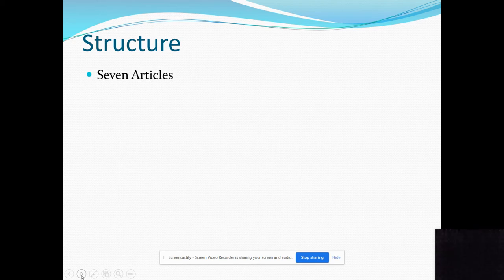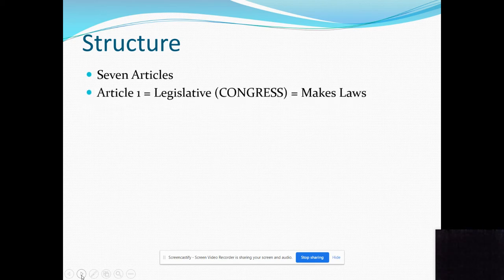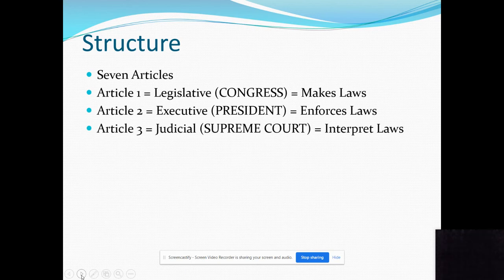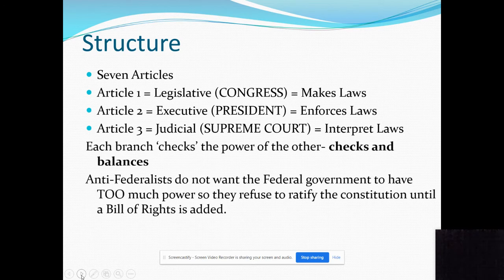It is set up as 7 articles. You need to know the first 3 articles in particular because those are the first 3 branches of government. Legislative, the Congress makes laws. Executive, President enforces laws. And judicial, Supreme Court interprets laws. We talked about the checks and balances and the fact that the anti-federalists and federalists debate over that power, and that's why we have a Bill of Rights in the Constitution.